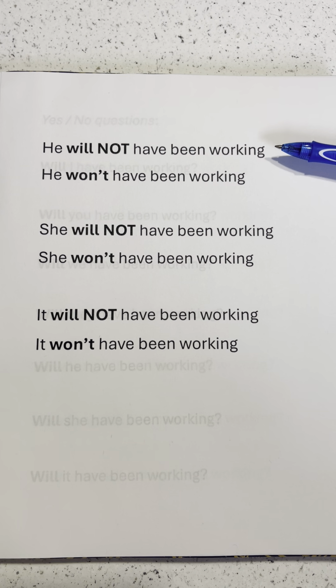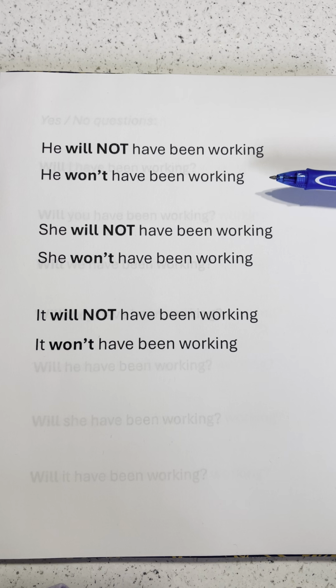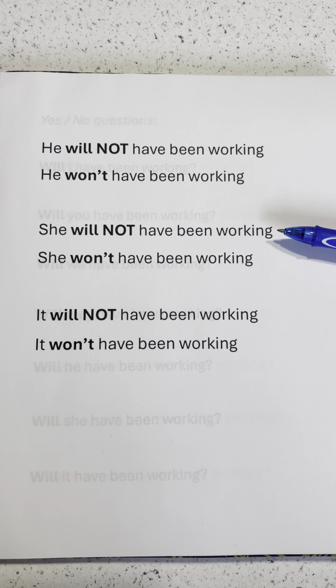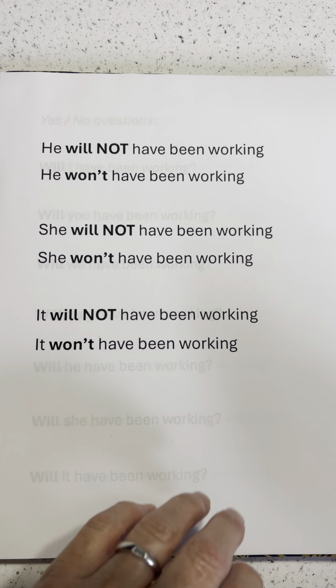He will not have been working becomes he won't have been working. She will not have been working becomes she won't have been working. It will not have been working becomes it won't have been working. And again, just a reminder that contractions are best used in speaking, not writing.